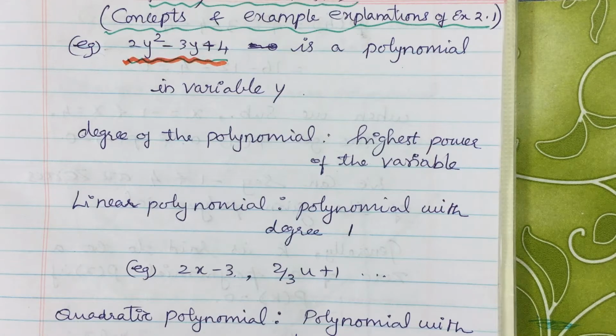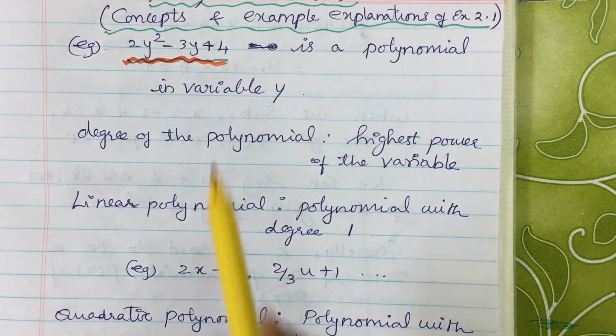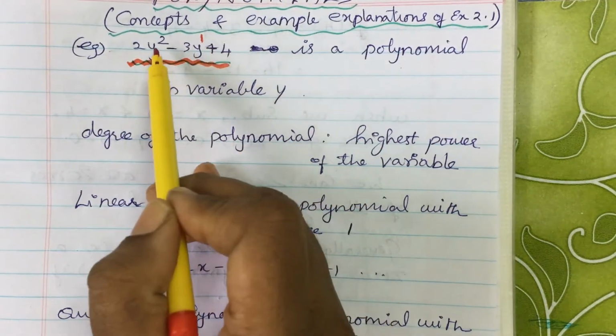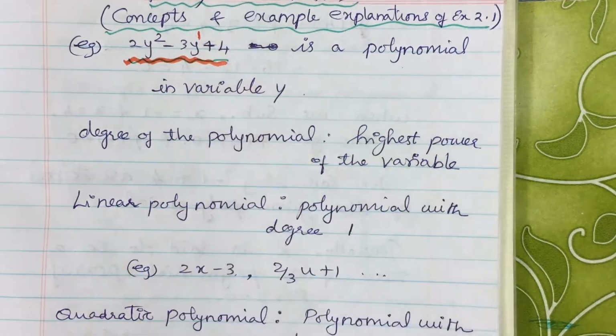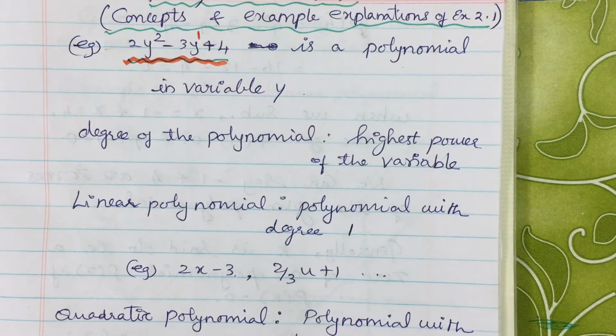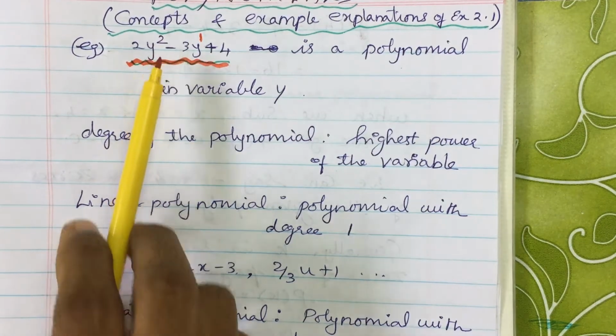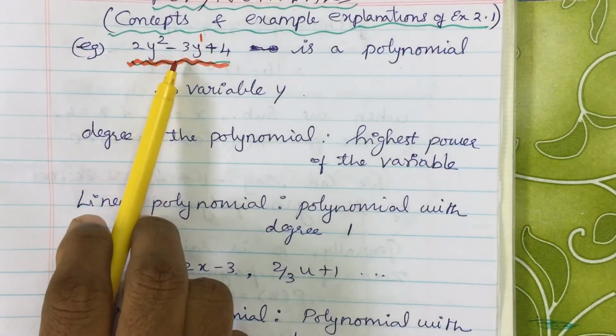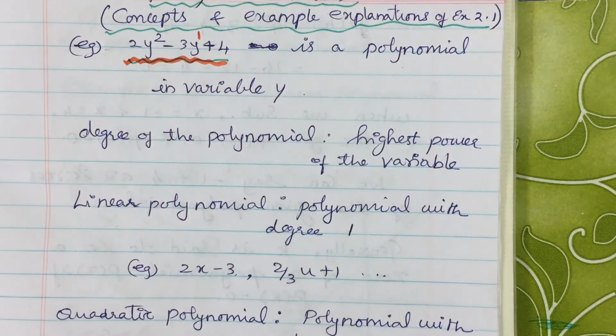So the example what we have taken here is 2y square minus 3y plus 4, it's a polynomial in variable y. If you observe the degree of y, here it is 1, here it is 2, and here no y, so it is 0. The degree of y is 0 there. So what you can say, the highest degree of y is 2. So 2 is the degree of the polynomial what we have considered here.